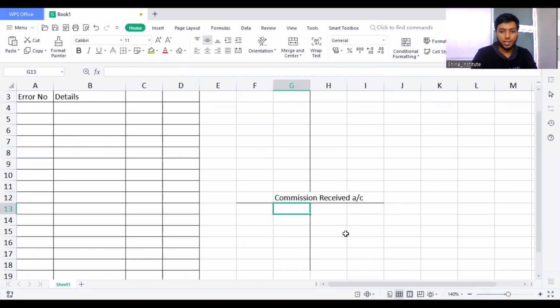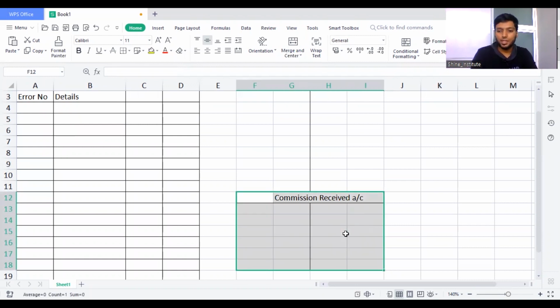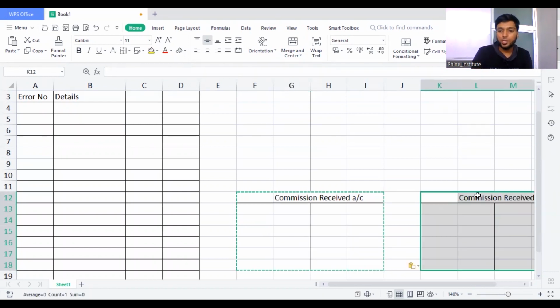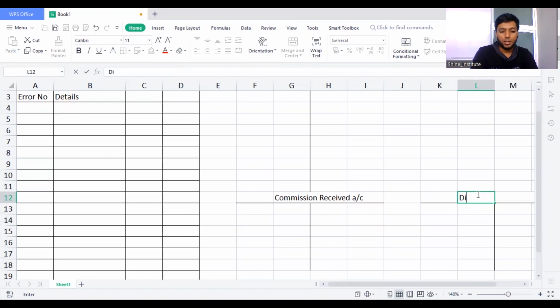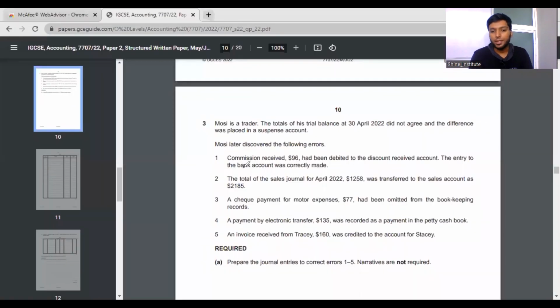This is not actually important to draw in exam papers, and it's not wasting time. But I used to do this in every paper to ensure that I don't make a mistake in writing the correct entry. Discount received account. What has actually happened is they have correctly recorded under bank account, but they have taken commission under discount received account.